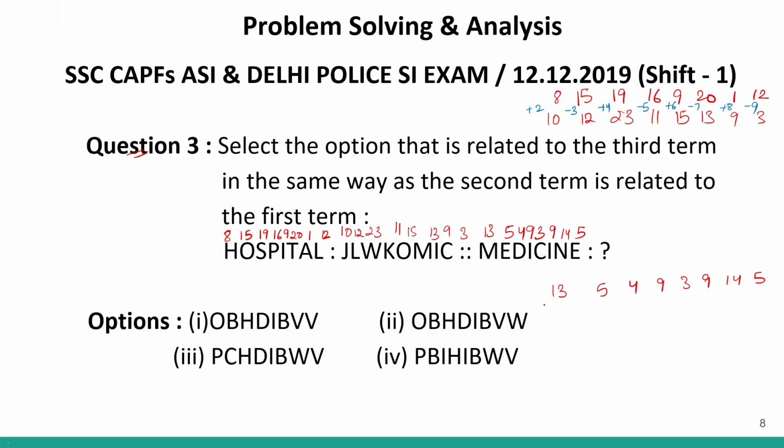Correct? Now, we have to do plus 2 minus 3 plus 4 minus 5 plus 6 minus 7 plus 8 minus 9. Correct? We have to do this. Now, if I do this, 13 plus 2 will give me 15th position, 5 minus 3 second position, 4 plus 4 8th position, 9 minus 5 4th position, 3 plus 6 9th position, 9 minus 7 second position, 14 plus 8 will give me 22 position. Now 5 minus 9 will give me what? It will give me minus 4 basically.